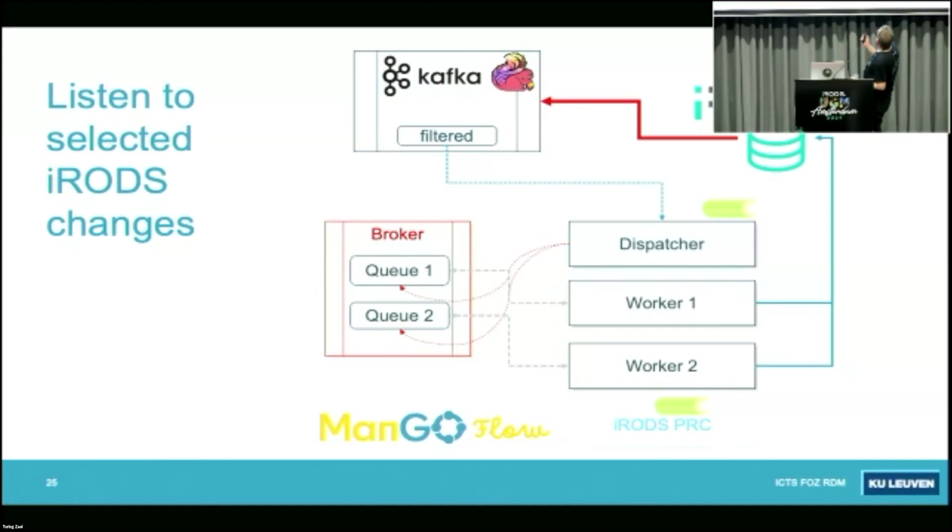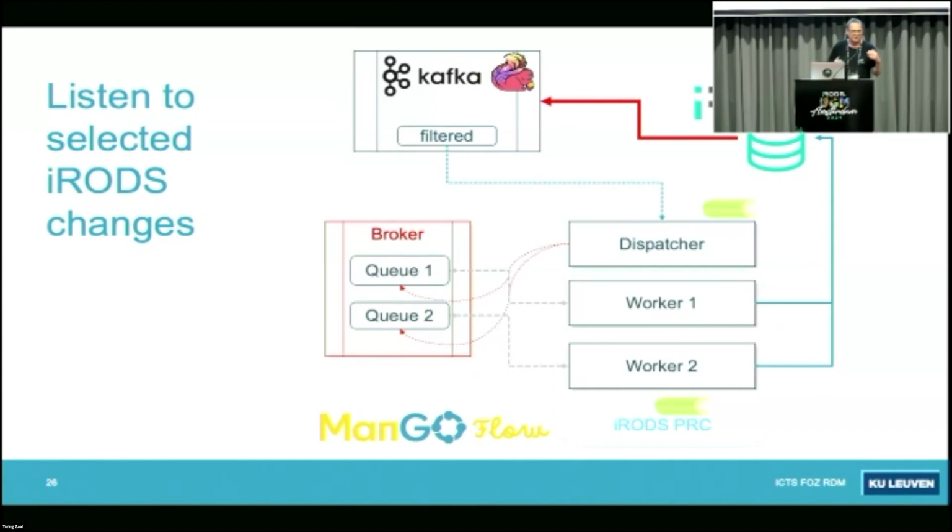So we have iRODS. iRODS is very busy. It creates a thick stream of changes, messages that are caught by Kafka and the iRODS plugin for this. It's this thick red line on the top. And what we want to have is actually a filtered set of changes which corresponds to the entry points where we want workflows to be run.